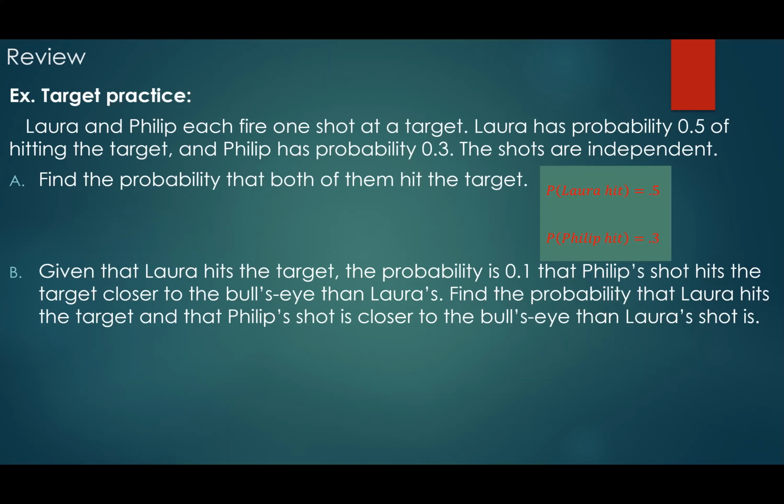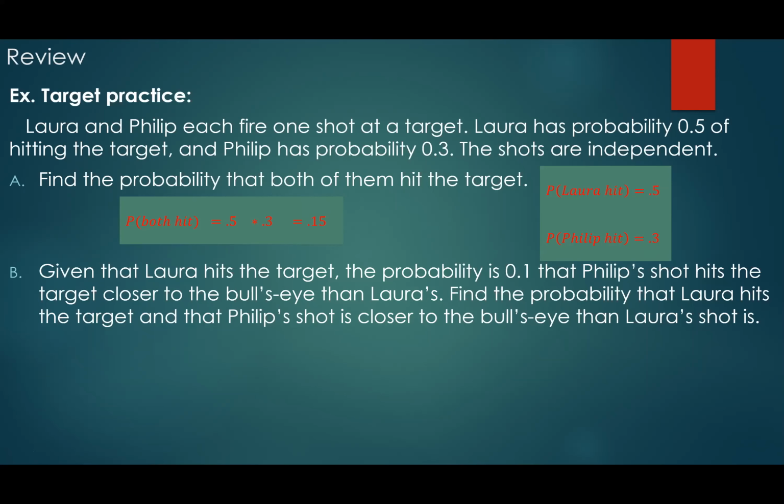They don't have the chart. They just give us the probability. So if we know that they are independent, all we need to do is take the first probability and multiply it by the second probability. The probability of Laura hitting the target is 0.5, multiplied by the probability of Philip hitting the target, which is 0.3. If you multiply them, you get 0.15, which is the probability that both of them hit the target. Laura shoots first, Philip comes back and shoots a second time, and the probability that both of them hit the target is 0.15.